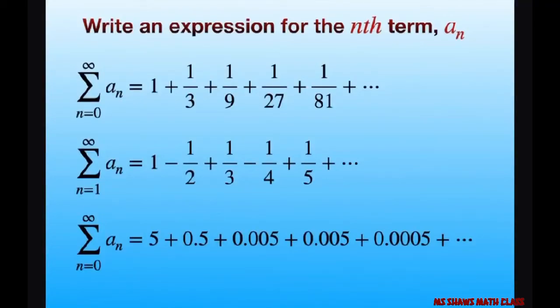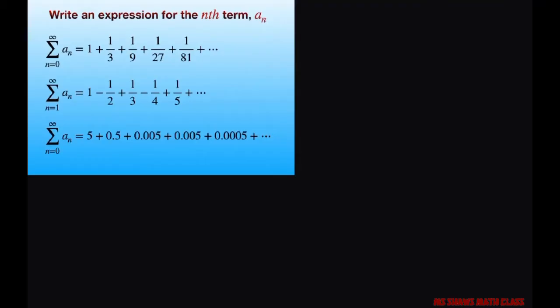Everyone. We're going to write an expression for the nth term, a sub n. We have 3 examples we're using. For the first one, I want to rewrite this as the sum from n equals 0 to infinity. So I'm going to rewrite this as 1 divided by, and I'll do that one in a minute. We'll do the second one.